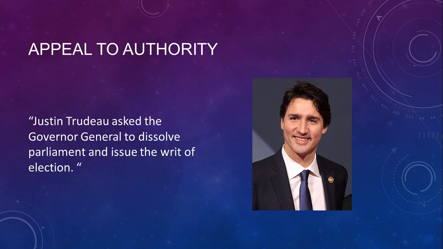I think this is an easy one. Justin Trudeau asked the Governor General to dissolve Parliament and issue the writ of election. Well, he's just allowed to do that, right? This is what you do when you want to call an election. They ask the Governor General to dissolve Parliament, and then they run an election. It happens every 4 years. Like, of course he can do that.